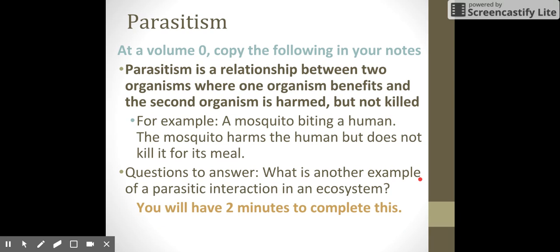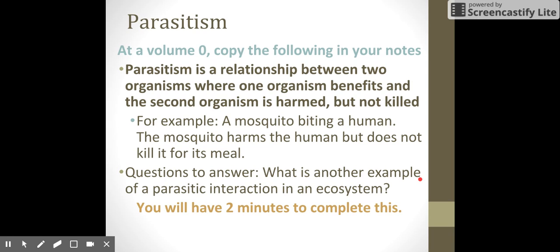The final of the three symbiotic relationships that we're talking about is known as parasitism. Parasitism is a relationship between two organisms where one organism benefits and the second organism is harmed but not killed. If the other organism is killed, it goes from parasitism to predation. So in this example, the host, which is the organism that's being hurt by the other one, is not killed at all. One of the big examples that we know of is a mosquito biting us as humans. The mosquito harms us; it causes an allergic reaction, actually. It causes a histamine reaction, making this bump. And the mosquito actually draws blood from us. So it does do some damage, though it's very small. But it doesn't kill us.